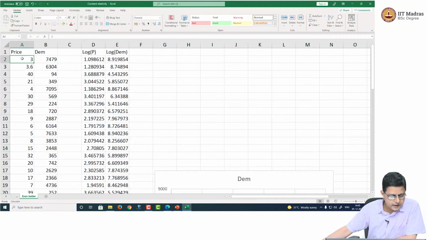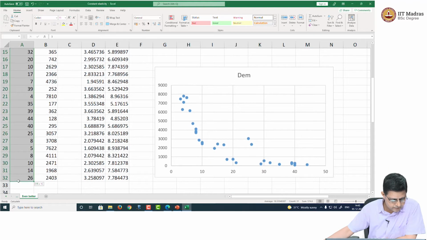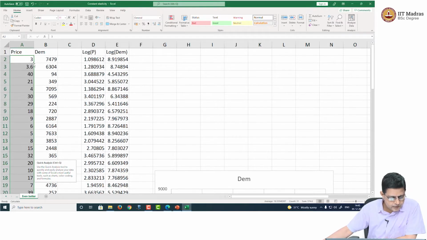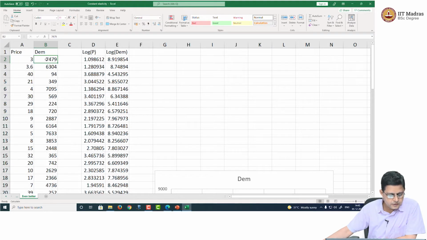These are the different prices offered in the market for this experiment, and for this particular price the corresponding demand was recorded. When the price was 3, the demand was 7479, when the price was 4, the demand was 7095, when the price was 5, the demand was 7633, and so on. When the price was 29, the demand was 224.